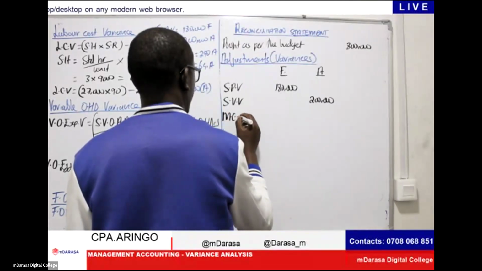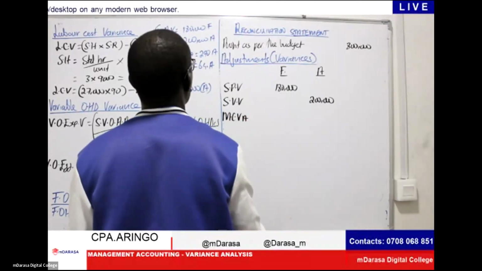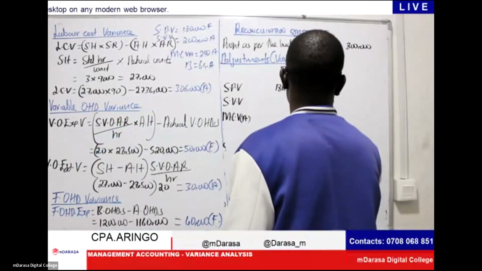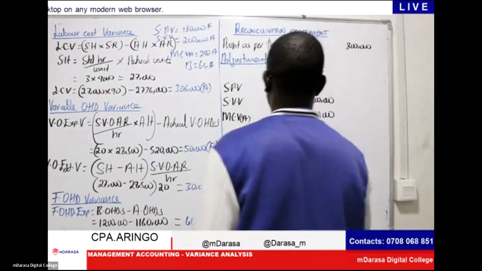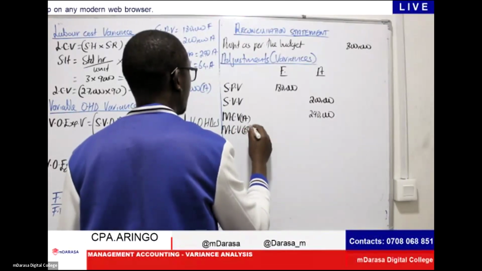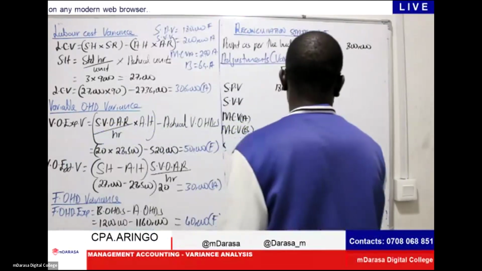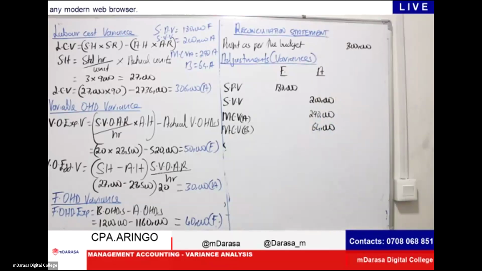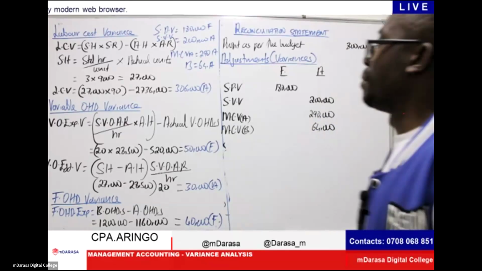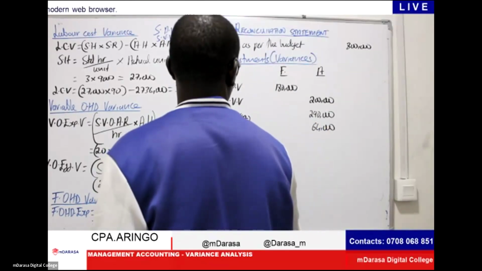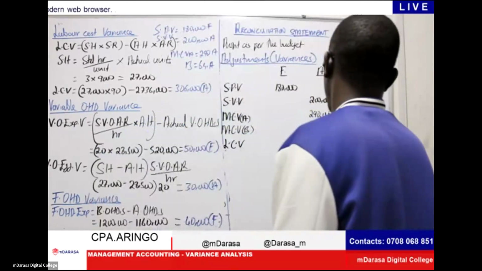Material cost variance A, we had 90,000 adverse. Material cost variance B, we had 64,000 adverse. The reason why Mwalimu was marking them is so that I can easily pick them there. Labor cost variance, we've seen we have an adverse of 306.